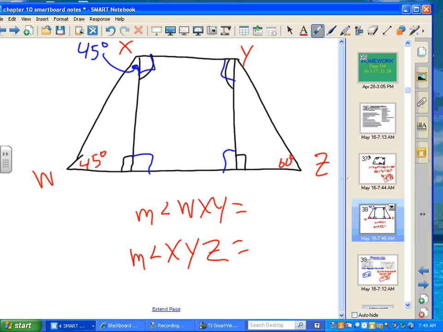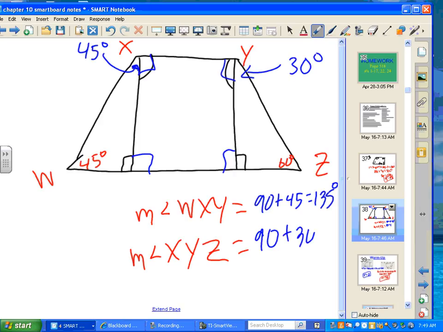Okay, and then what about this one? If we know this triangle over here, we know this is 90, this is 60. Josh, what does this have to be? Good, it has to be 30 degrees. So that's all you needed. Now to find WXY and XYZ, WXY is right here. So all you're doing is taking 90 plus 45 degrees. So WXY is 135 degrees. And then the other one was XYZ. So XYZ right here. You're taking 90 plus 30. And we end up with 120 degrees.